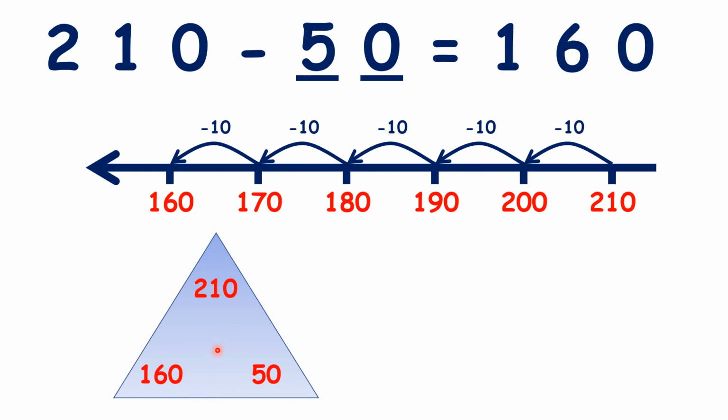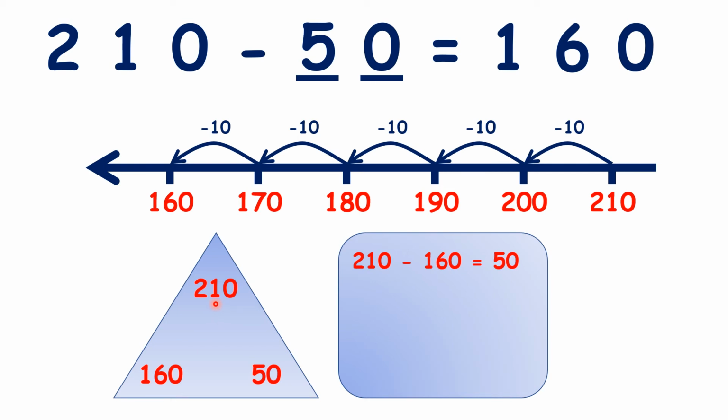And again, we can draw a number family triangle. And because we know that 210 minus 50 is 160, we know 3 related facts. What else do we know? Well, we know that if we subtract one of our bottom numbers from our top number, we get our other bottom number. So we know that 210 minus 160 is 50.